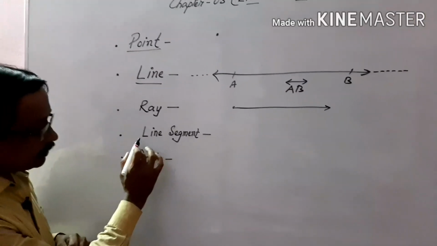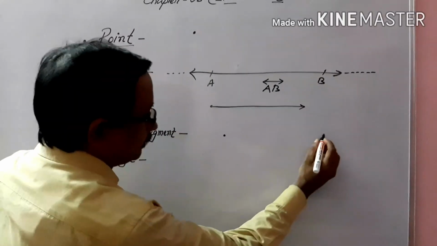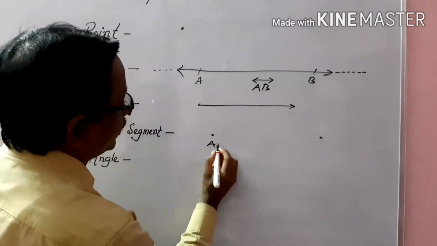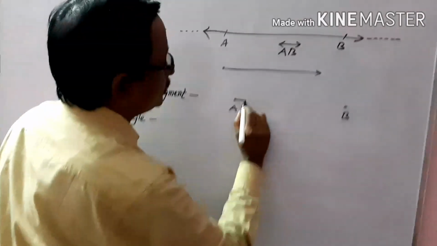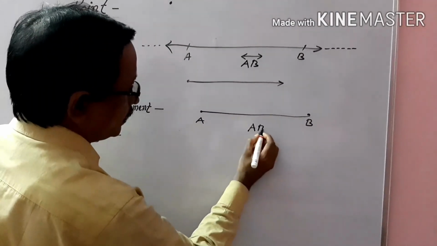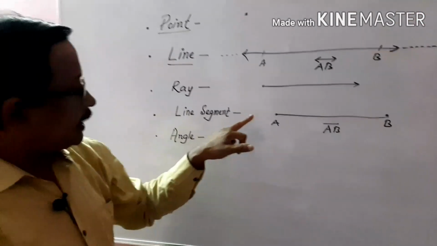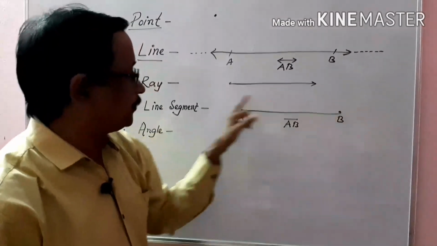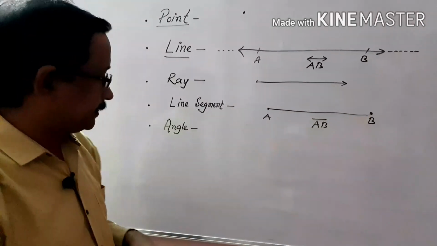Next comes line segment. First I am taking 2 points, say A and B. Now if we join these 2 points, we get a line segment. How do you define a line segment? A line segment has 2 endpoints. We cannot extend it even if required. So in a line segment, there are 2 endpoints.